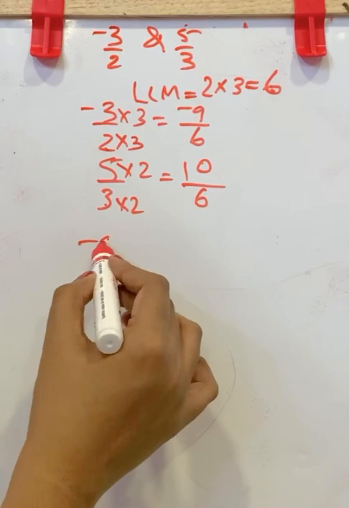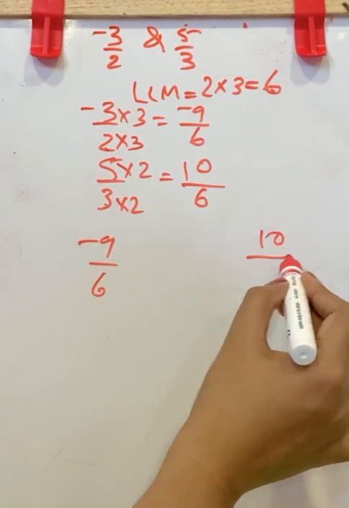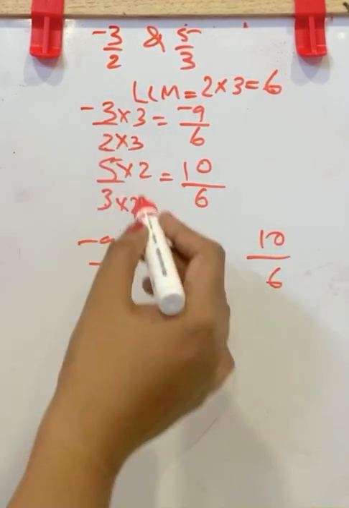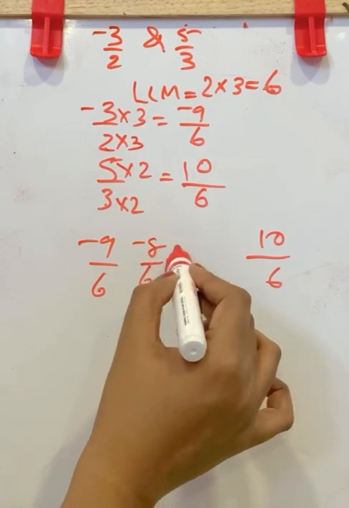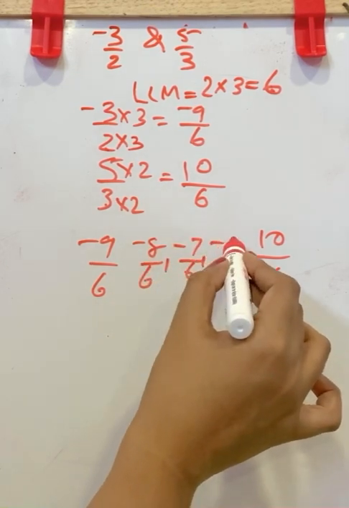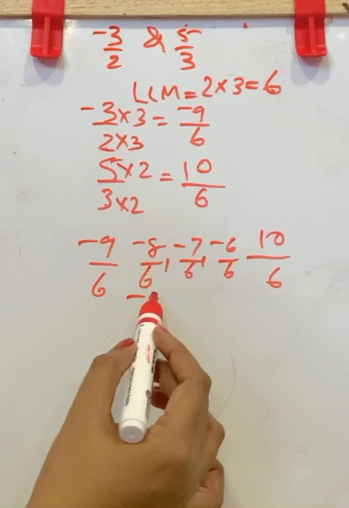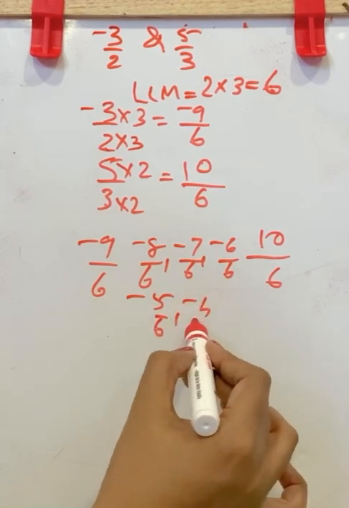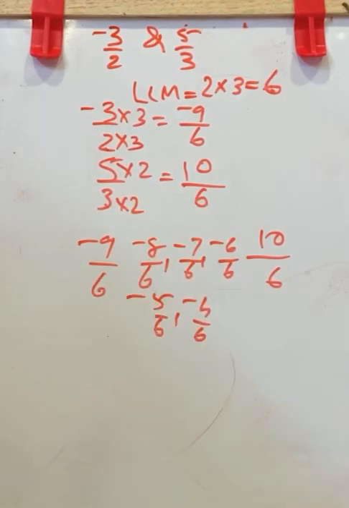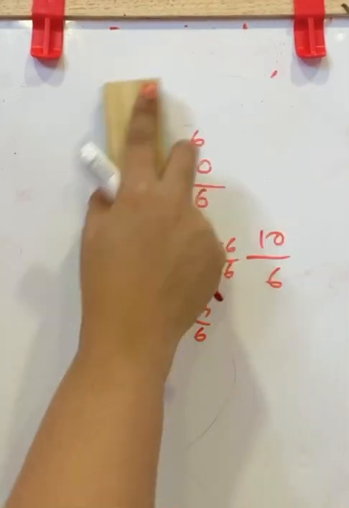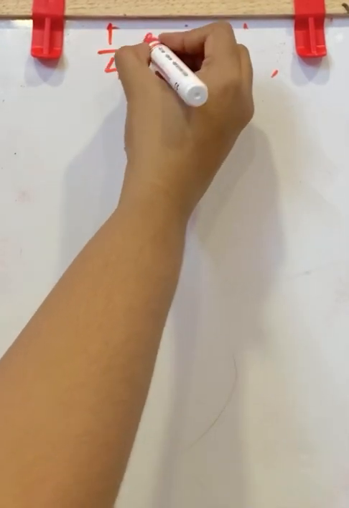Negative 9 by 6 and 10 by 6, in between I can find 5 rationals. That is negative 8 by 6, negative 7 by 6, negative 6 by 6, negative 5 by 6, negative 4 by 6. Here are 5 rational numbers. Now next question: find 5 rational numbers between 1 by 4 and 1 by 2.